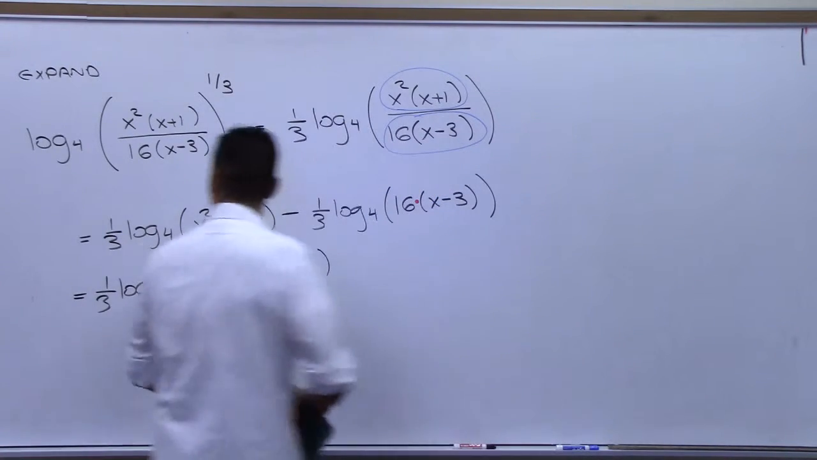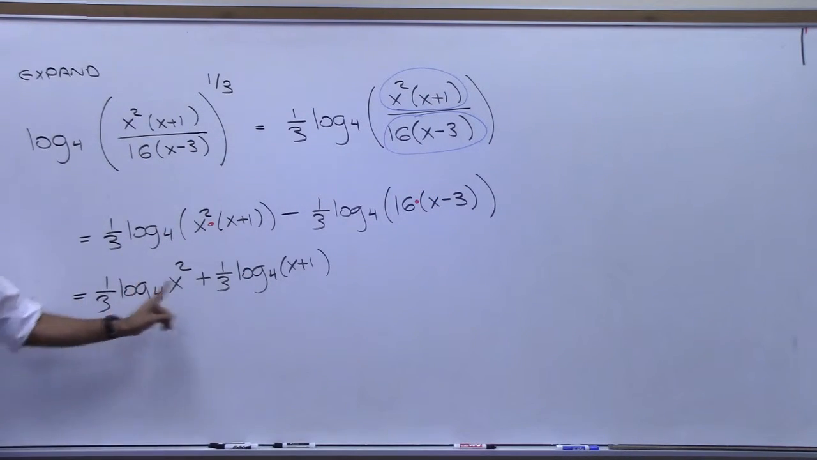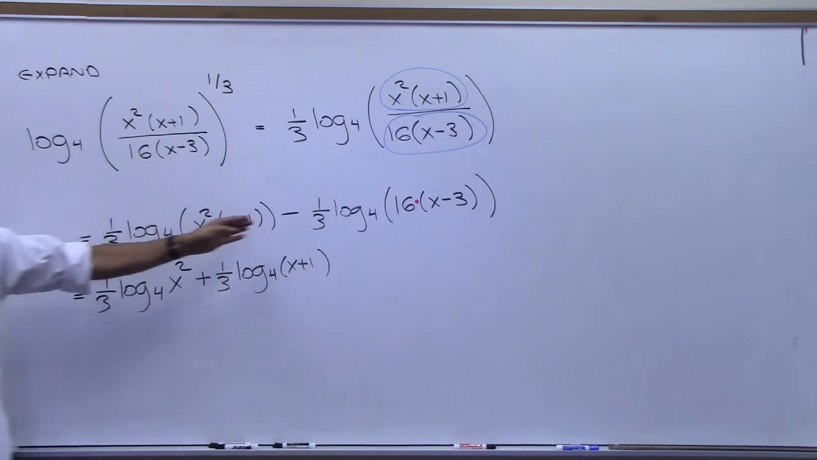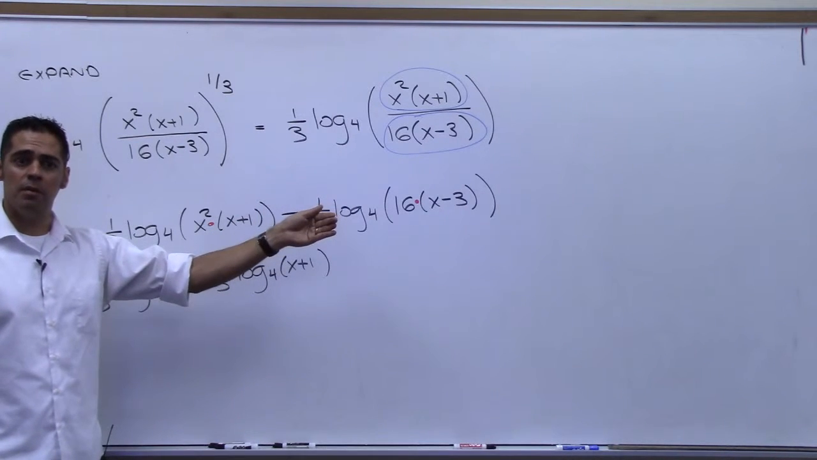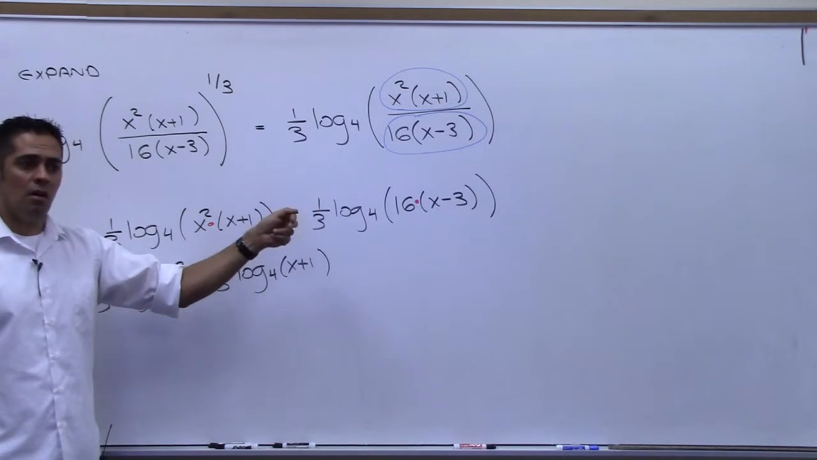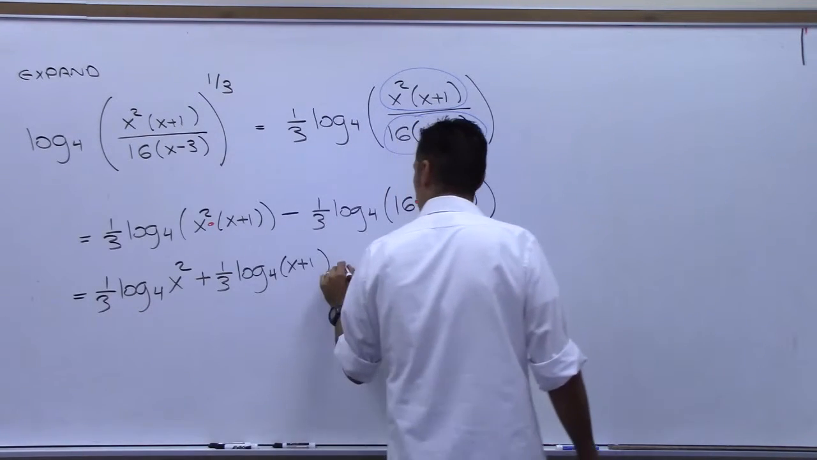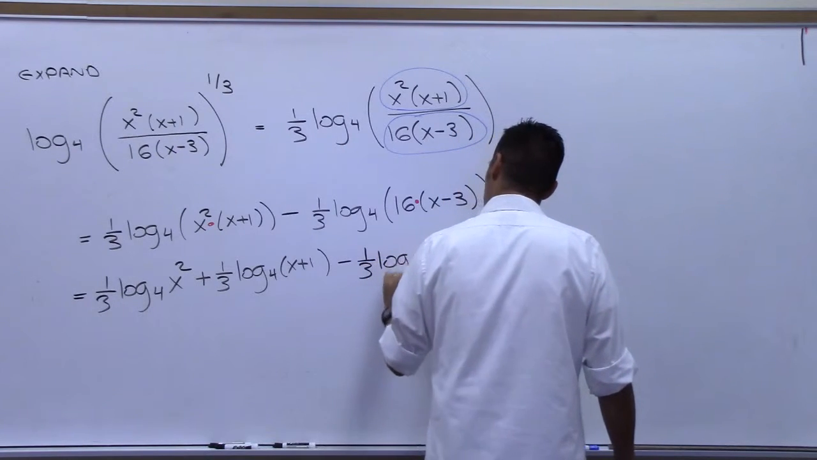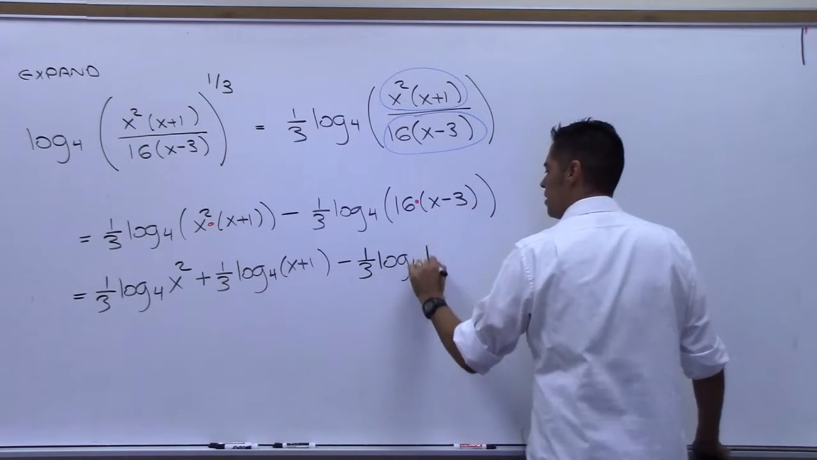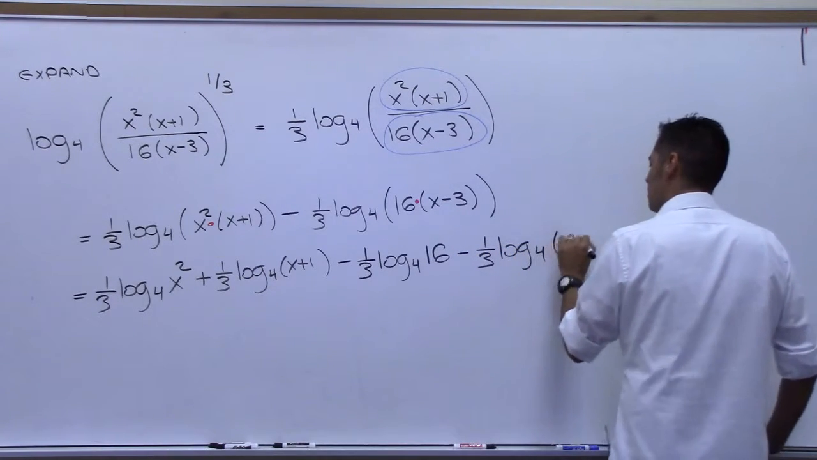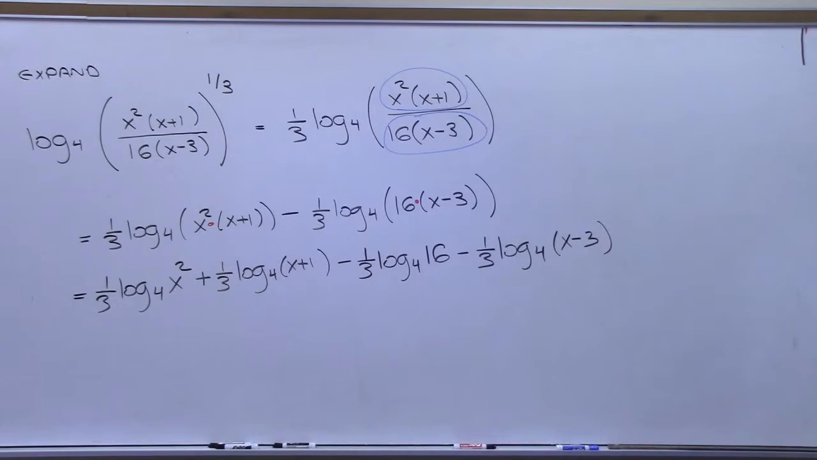That splits up into 2 logs with addition. The 1/3 has to go to both. The tricky part for the next one is what? Making sure that you distribute that negative. This negative 1/3 has to distribute to both. So you're going to have a minus 1/3 log and another minus 1/3 log. 1/3 log base 4 of 16 minus 1/3 log base 4 of x minus 3. That's going to go to a 2 for that third one. Yes, good.